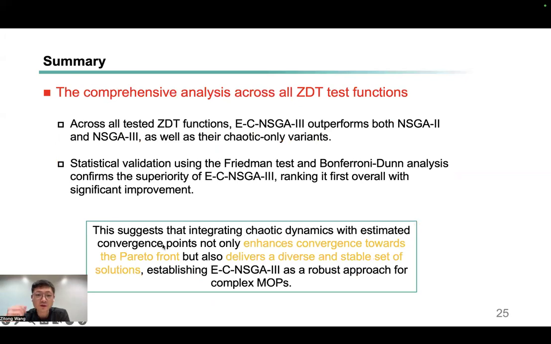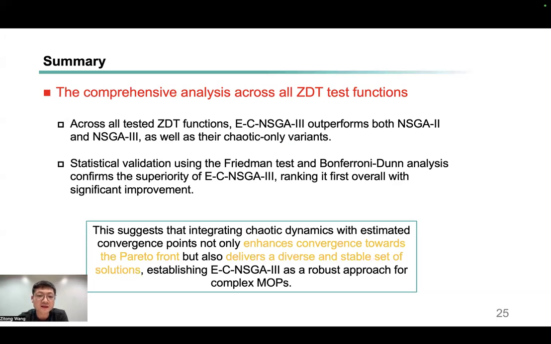The comprehensive analysis across all ZDT test functions. Across all test ZDT functions, ECNJ3 outperforms both NSGA2 and NSGA3, as well as their chaotic-only variants. Statistical validation using the Friedman test and Bonferroni-Dunn analysis confirms the superiority of ECNJ3, ranking it first overall with significant improvement.